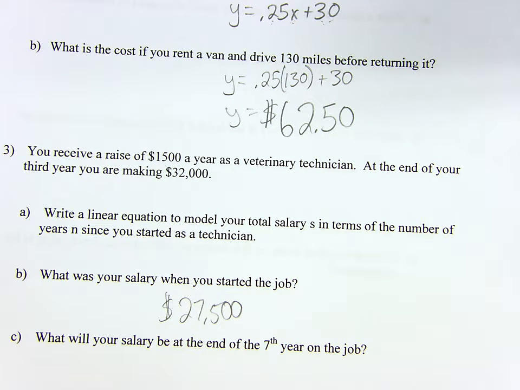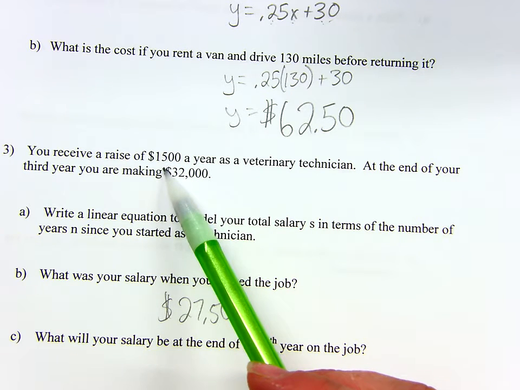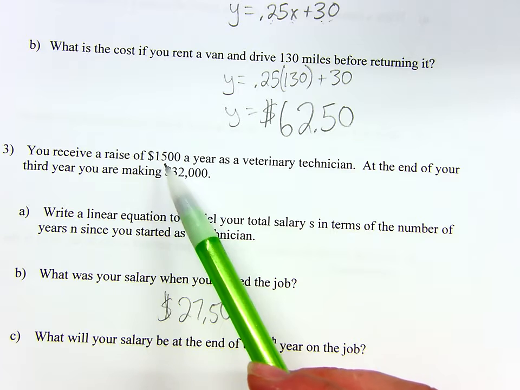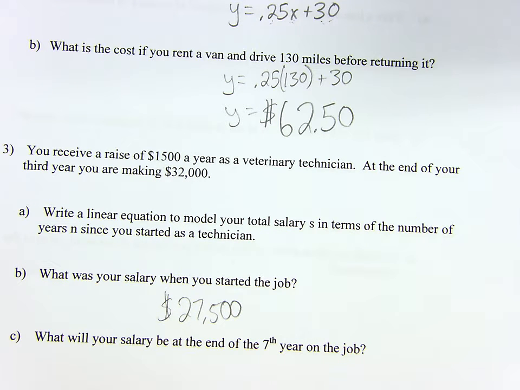Well, it says the third year, so 32,000, so I just multiplied 3 times 1,500. Exactly. You've been getting a $1,500 raise every year for 3 years. Okay, so we're taking a snapshot of where you are 3 years in. But if you want to figure out where you started and you can't remember, well, you got this $1,500 raise 3 times. So 1,500 times 3, take that away from 32,000, that must have been your starting point. Does that make sense?